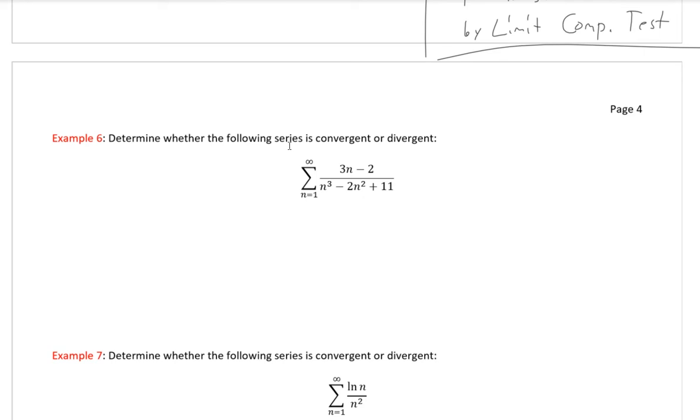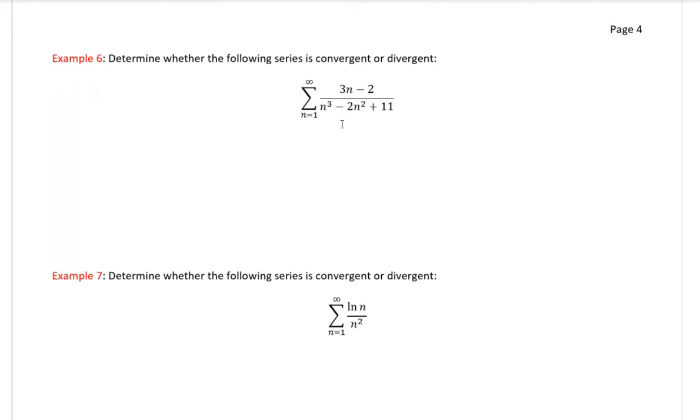So a couple other examples. We have the sum of 3n minus 2 over n cubed minus 2n squared plus 11. Again, like the last one, we just want to look at the leading terms here. The leading terms are 3n over n cubed. So that's 3 over n squared. This we know converges. And that's what I'm also going to compare to. So I'm going to say that the summation of b sub n is the summation of 3 over n squared, which we know converges by p-series.